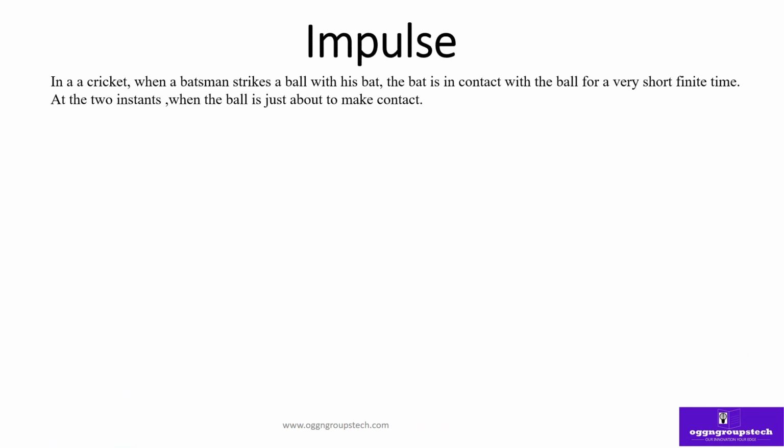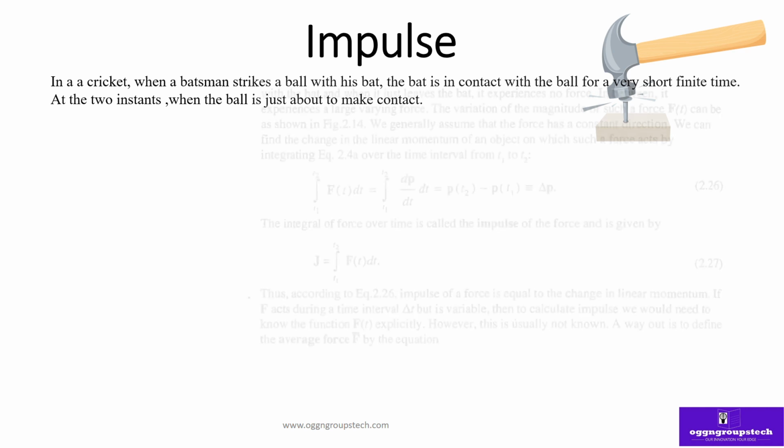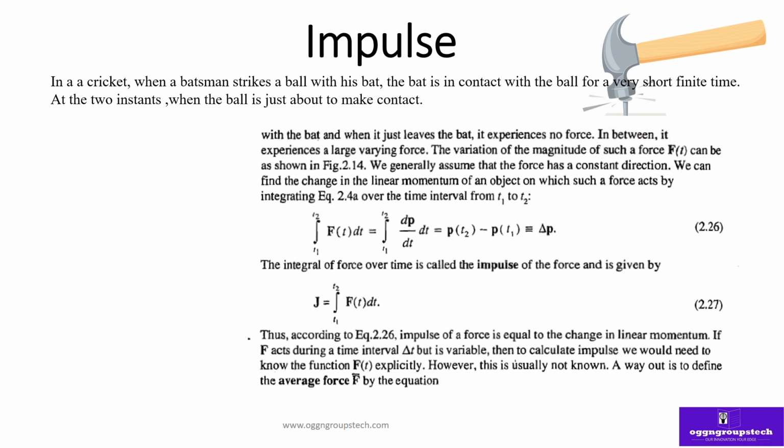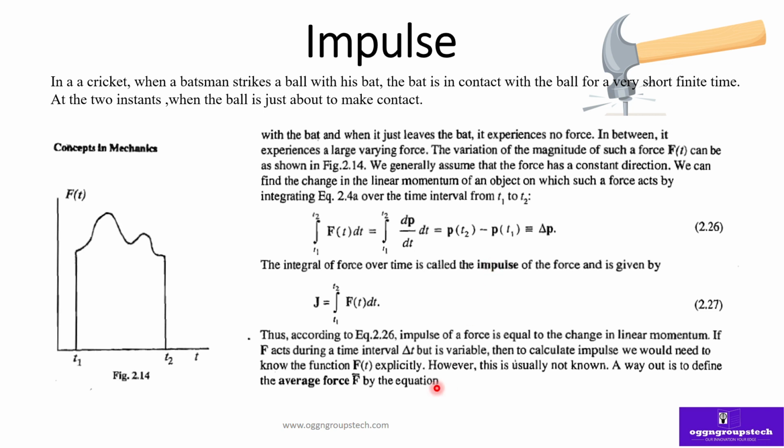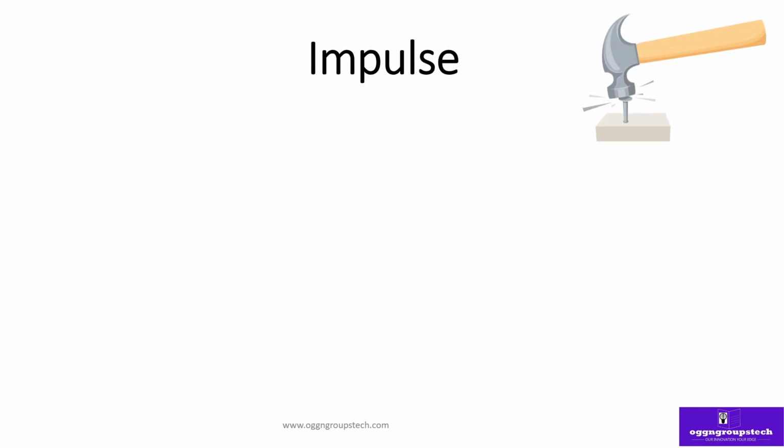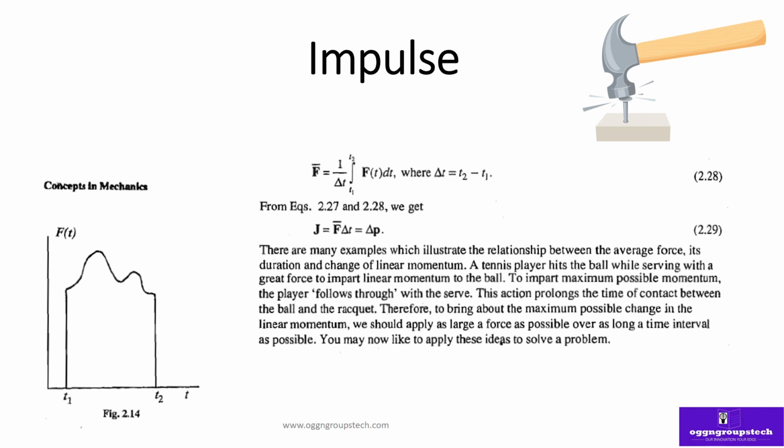Now we have started with impulse. Impulse means a large amount of force is being applied on a body for a fraction of time, and the formula for the impulse is J equals F into t. The unit is N into s for impulse. We have the expression for impulse J equals F into t, which is nothing but the change in momentum.